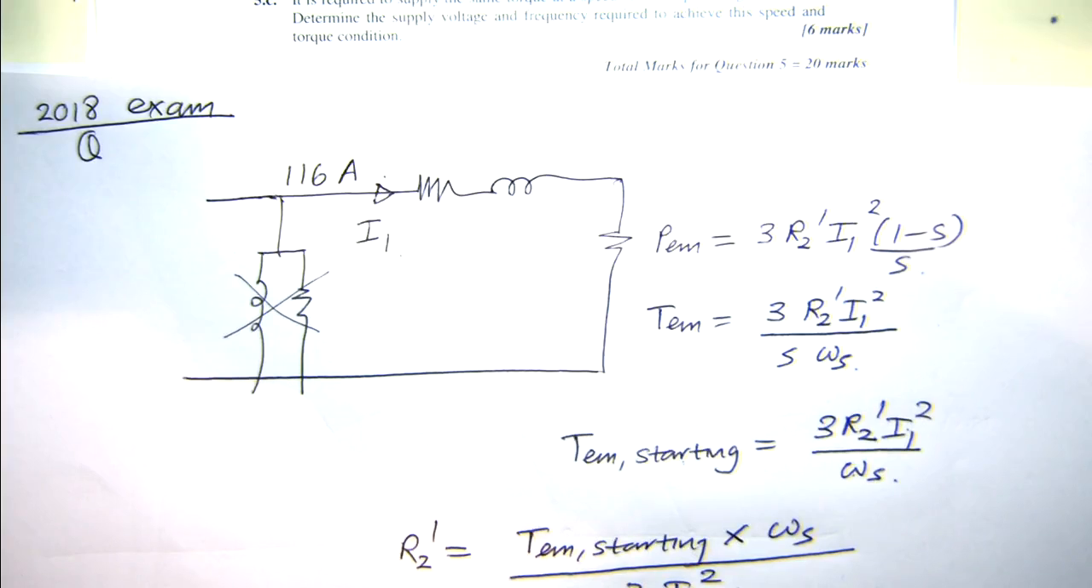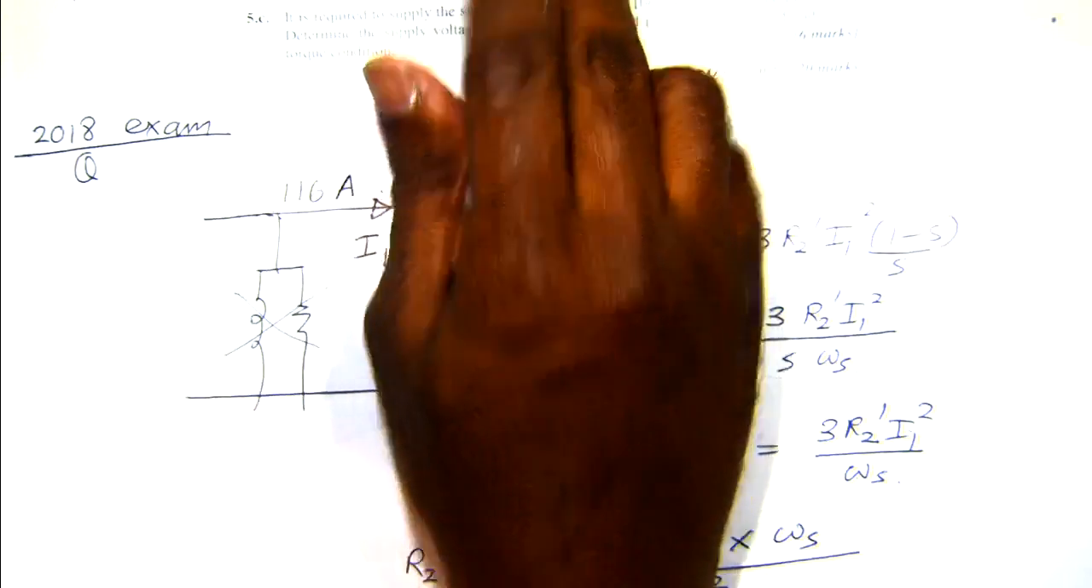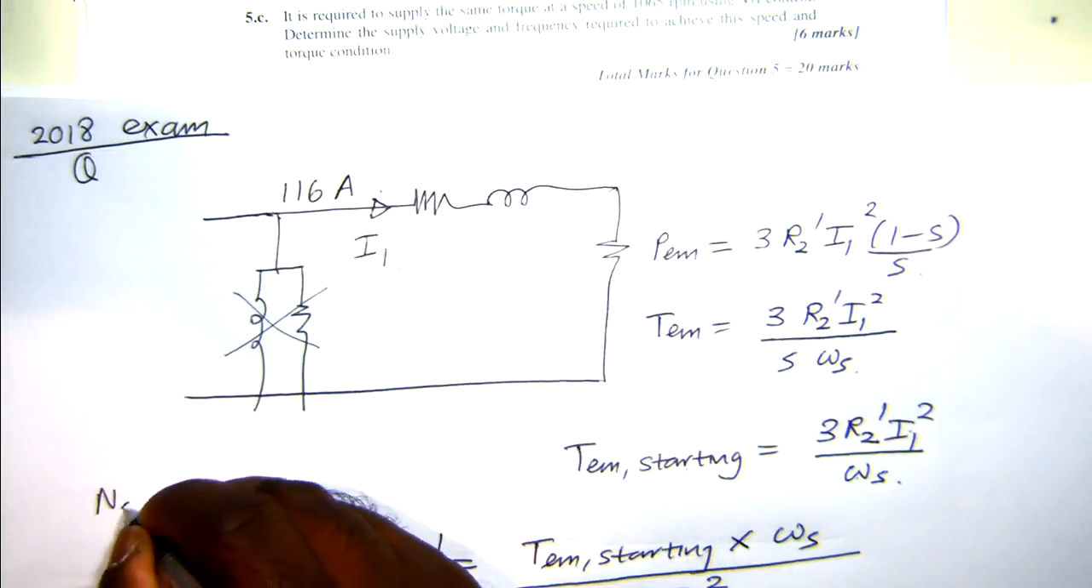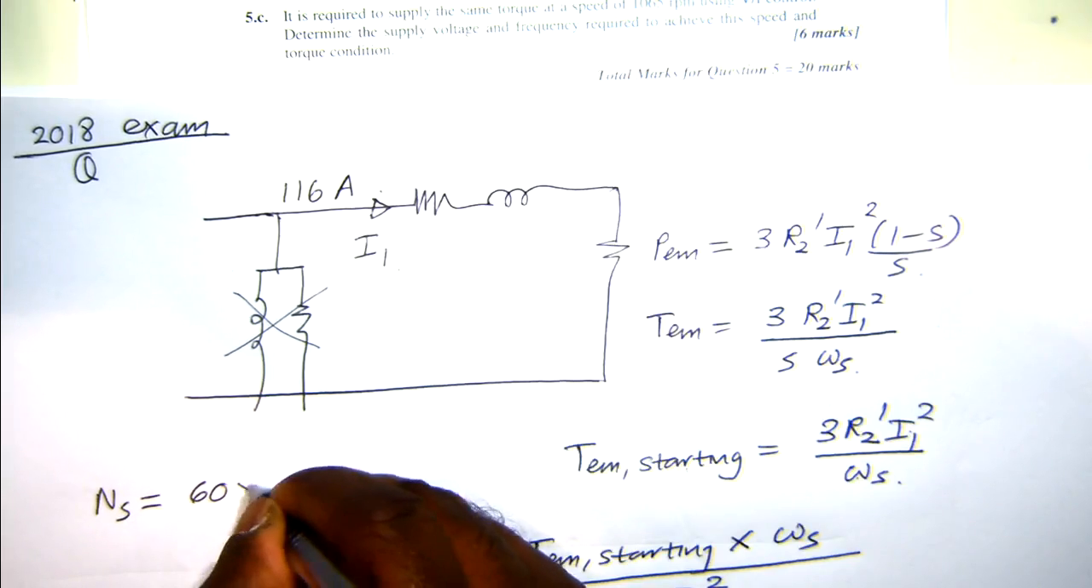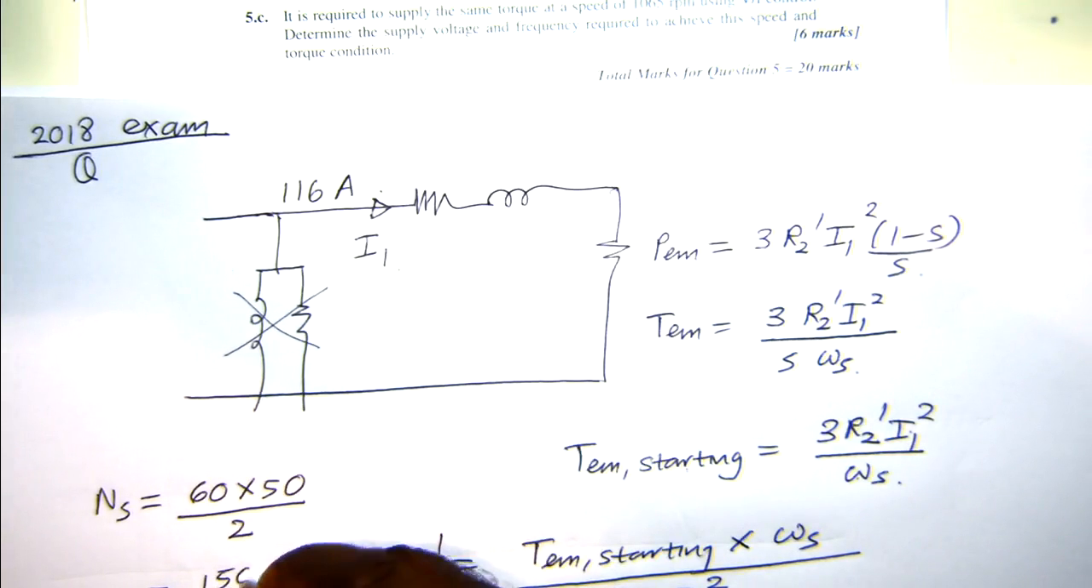So we are given the torque, so we'll find the synchronous speed first. We have 50 hertz, it's a 50 hertz 4-pole induction machine. So the synchronous speed will be 60 into 50 divided by 2, so that will be 1500 RPM synchronous speed.